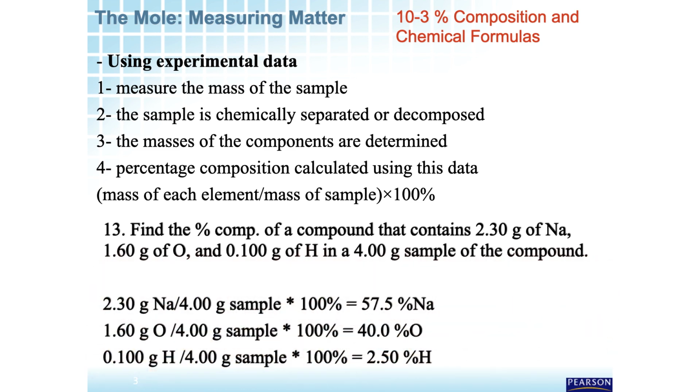So the percent sodium is 2.30 grams divided by 4 times 100 gives me 57.5%. The grams of oxygen, 1.6 divided by 4 times 100 is 40.0%. And 0.1 grams of hydrogen divided by 4 times 100 is 2.5%. Now to check it at the end, 57.5 plus 40 is 97.5, plus 2.5 equals 100. When you are doing these, you should get your percent within 1 decimal place above or below 100.